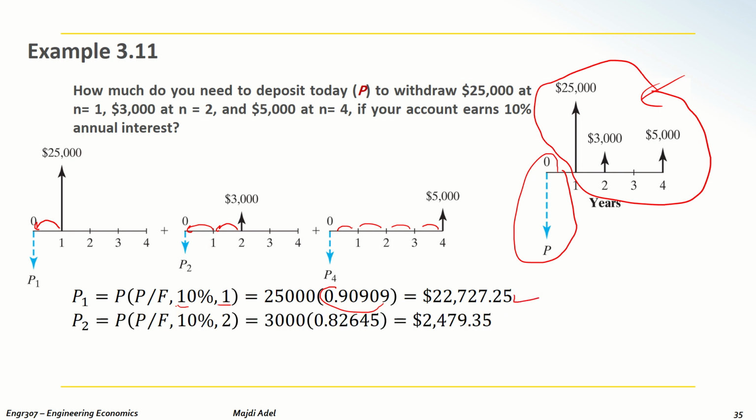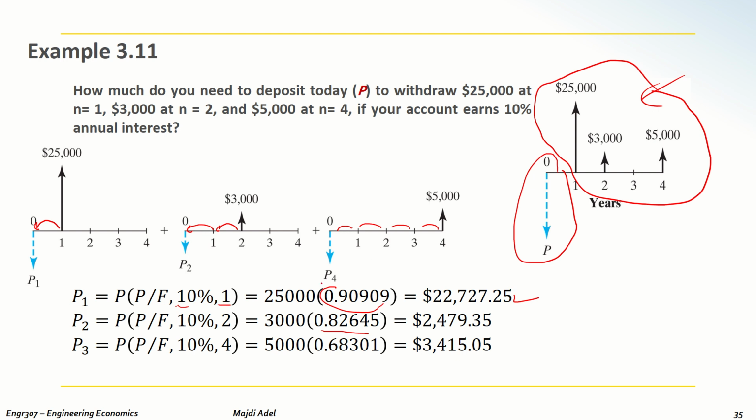B2: multiply the 3,000 by calculate B given F at 10% and 2 years. From the interest tables at 10% and 2 years, the factor is 0.82645. Multiply it by 3,000, you will get $2,479.35. And for the 5,000, multiply it by the factor calculate B given F at 10% and 4 interest periods. From the interest tables, the value of this factor is 0.68301. Multiply it by 5,000, you will get 3,400 something.